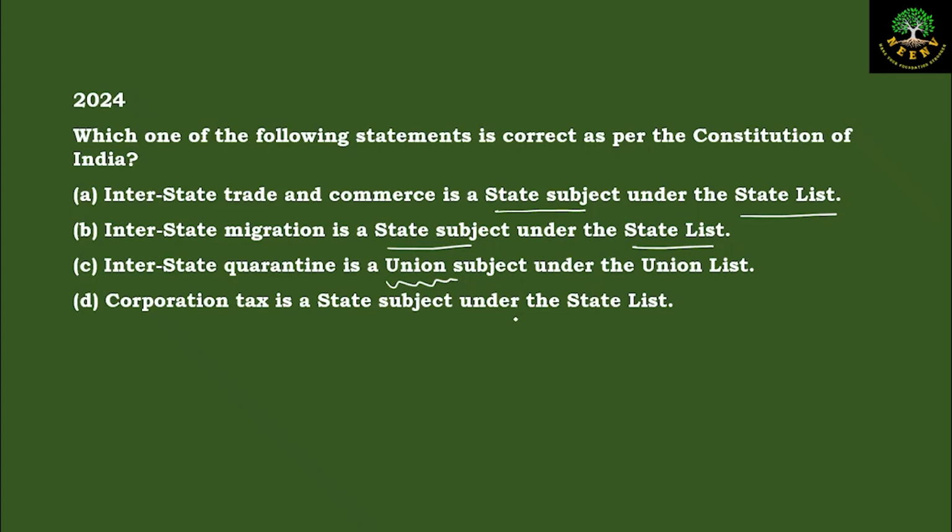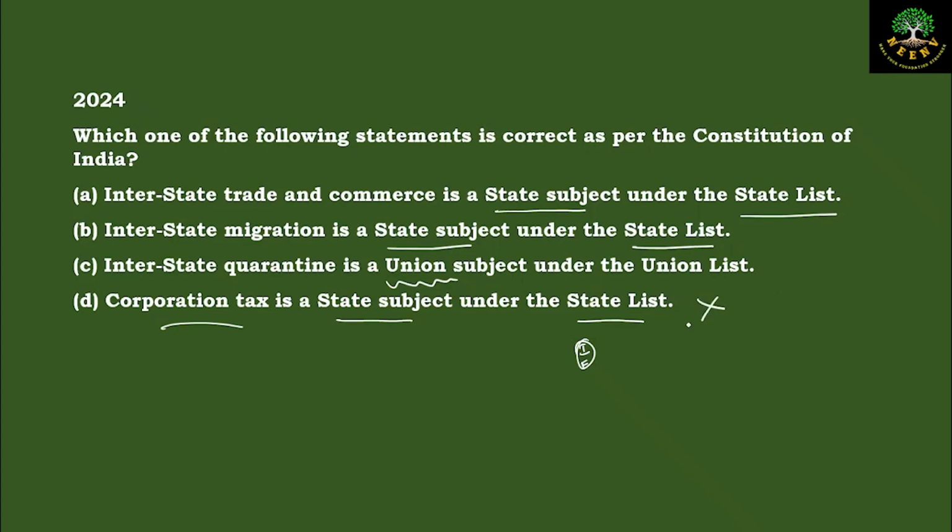Now let us go for the easiest option. If we look at option D, it says that the corporation tax is a state subject under the state list. If you recall your taxation chapter, you know that the income tax, the corporate tax and all the taxes are levied by the central government, except the taxes on agriculture and the taxes levied by the local authorities. So corporation tax and income tax are definitely levied by the union government. That means it would be contained in the union list and not in the state list. So this option is clearly wrong.